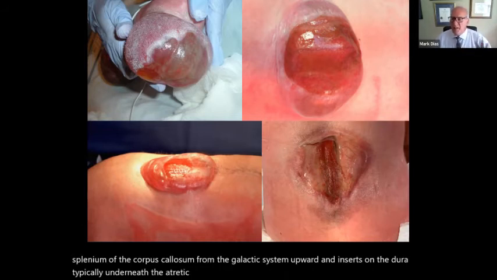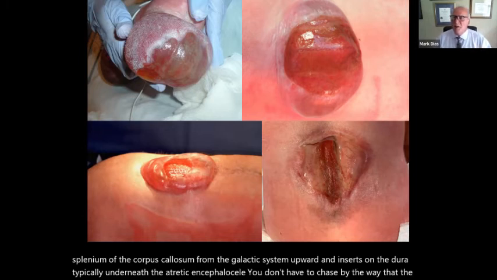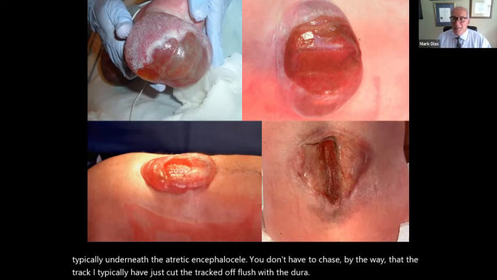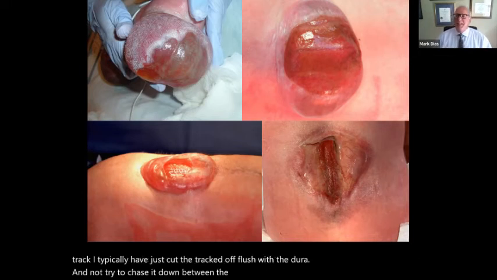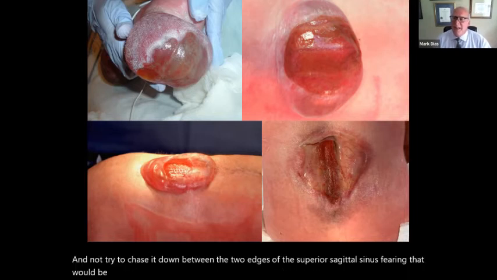You don't have to chase the tract, by the way. I typically have just cut the tract off flush with the dura and not tried to chase it down between the two edges of the superior sagittal sinus, fearing that would be a complete disaster. And I've not yet encountered anybody who's had any long-term consequences of that.